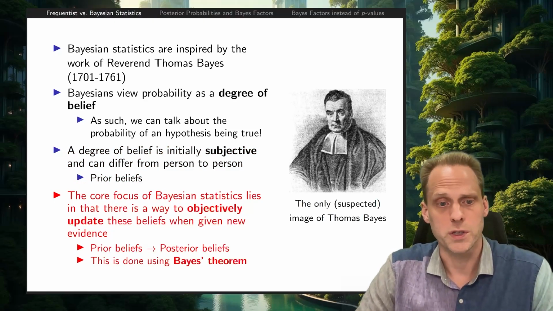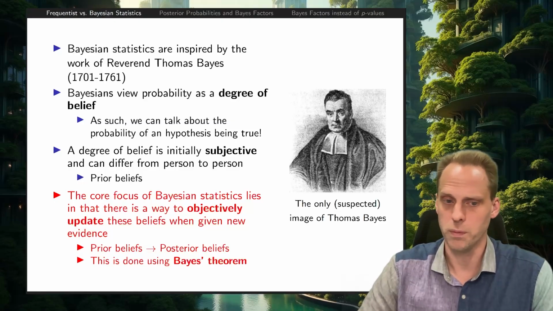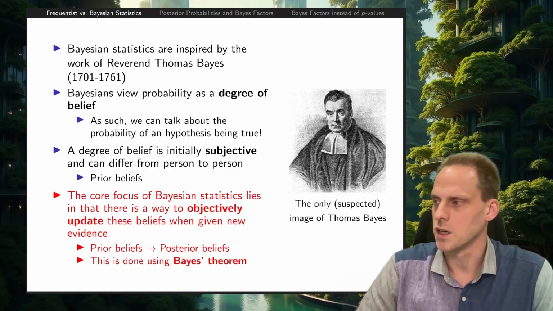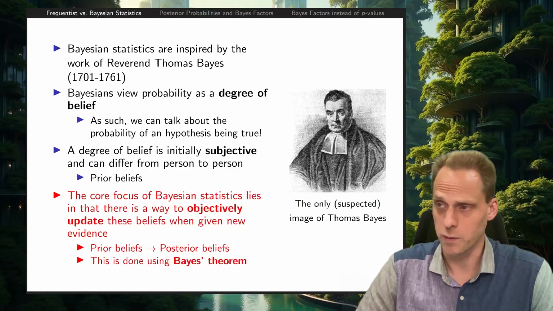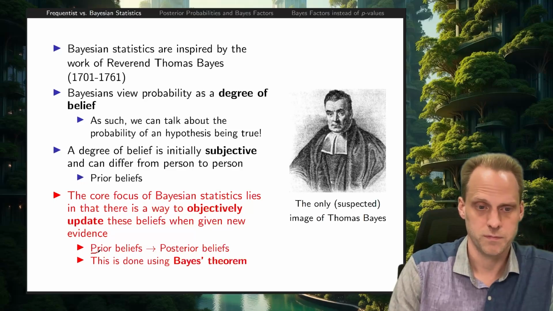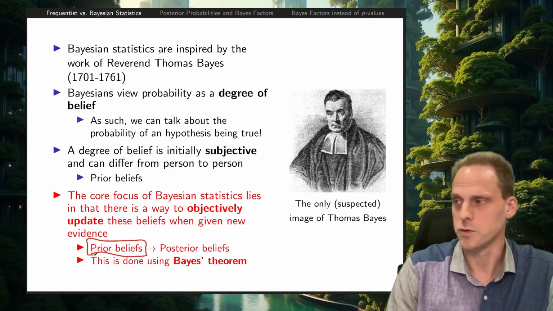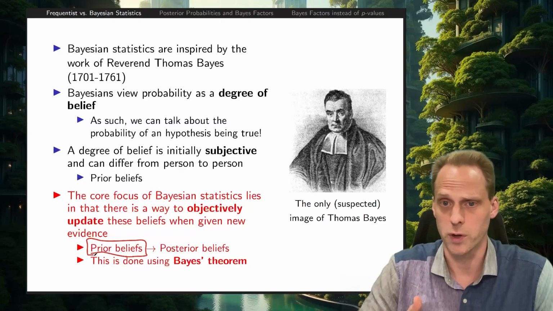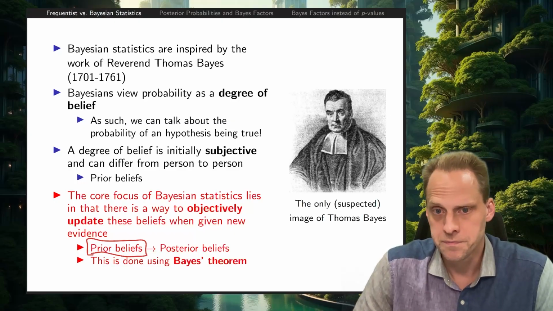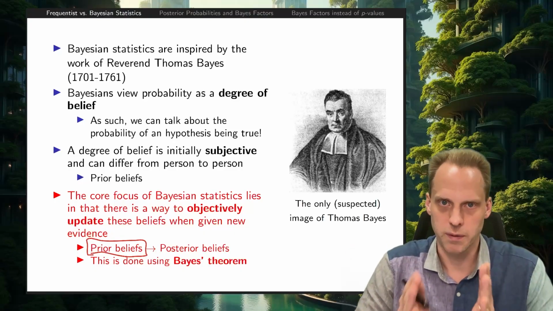But the core focus in Bayesian statistics is that there is actually a way to objectively update your prior beliefs to posterior beliefs. And this is the main thing that we do when we do Bayesian statistics. So we have prior beliefs, our prior probability that something is true. So let's say my prior belief that clairvoyance is true is 0.01, for example, like 1%. Sure, if someone gives me really compelling data, sure, but I'm a skeptic.